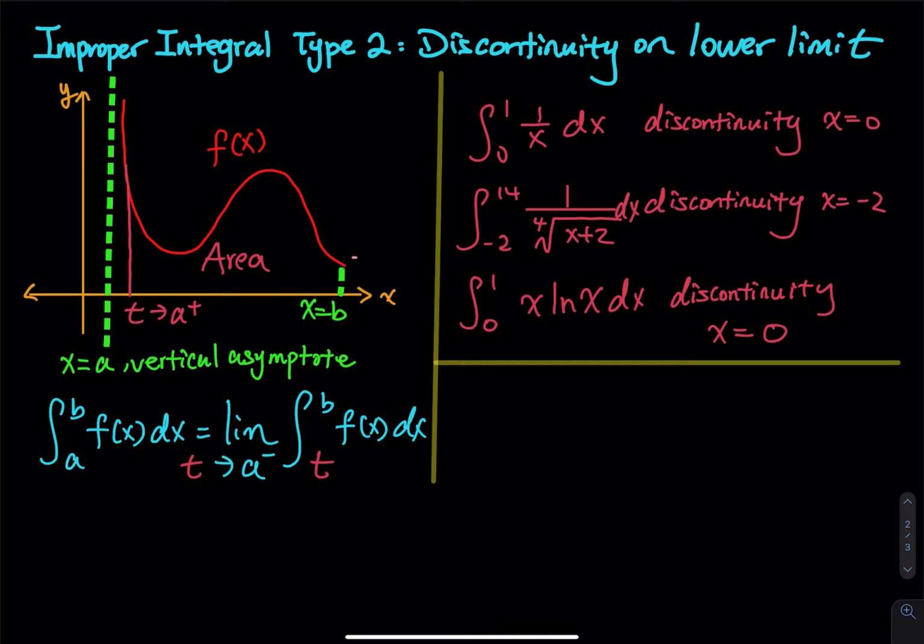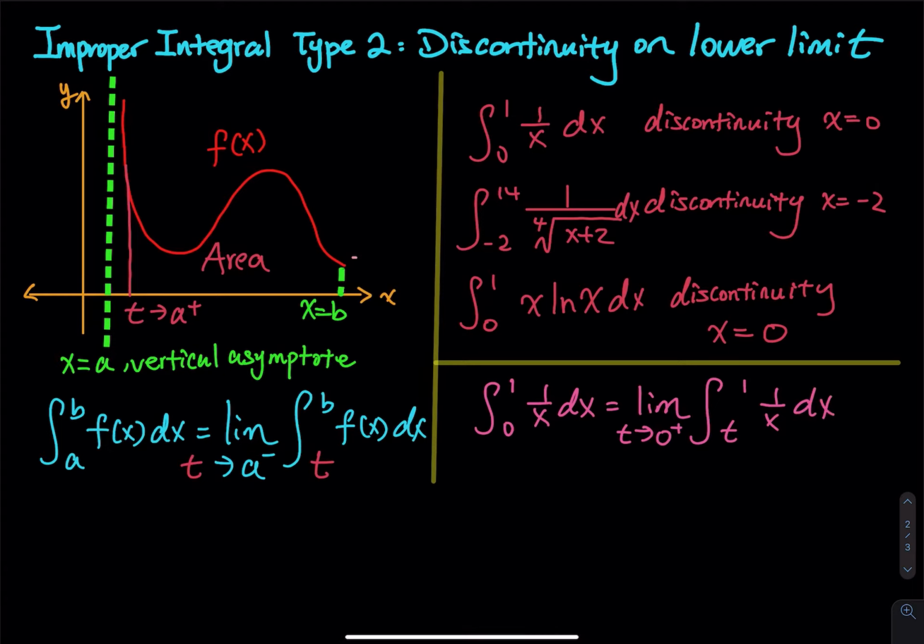So let's start from the first one. So I have the integral from 0 to 1, 1 over x dx. So since the discontinuity is x equals 0, I'm going to set up the limit. So limit as t approaches 0 from the right. And then I have the integral from t to 1, 1 over x dx.